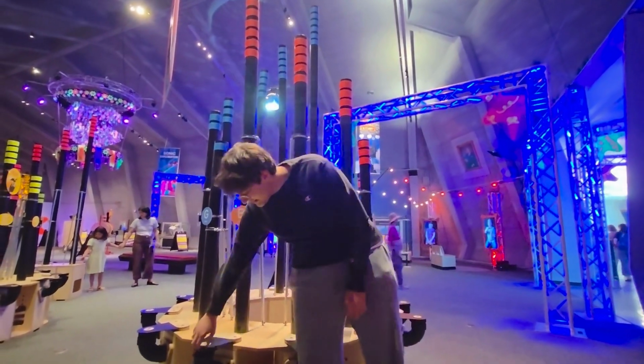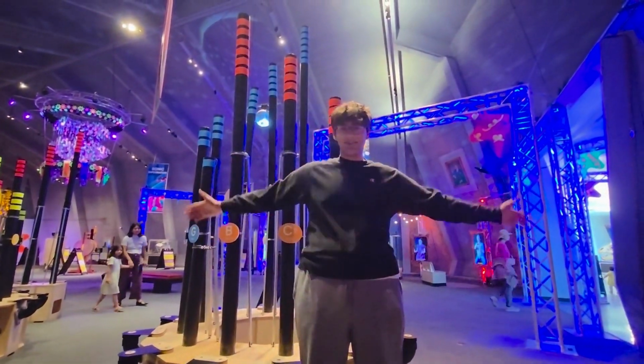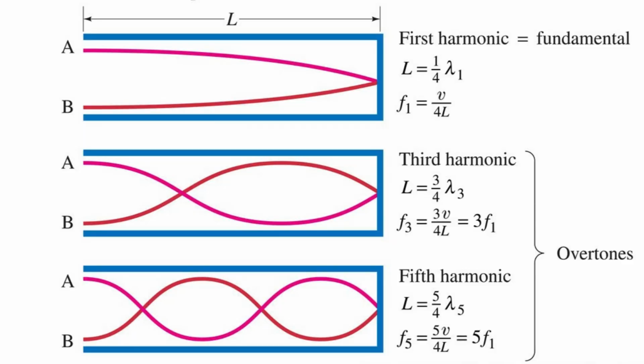When air is forced into a pipe, it causes the air inside to vibrate and produce a sound. That's physics. The pitch or frequency of that sound depends on the length of the pipe. In general, longer pipes produce lower frequencies or deeper sounds, while shorter pipes produce higher frequencies or higher pitched sounds.